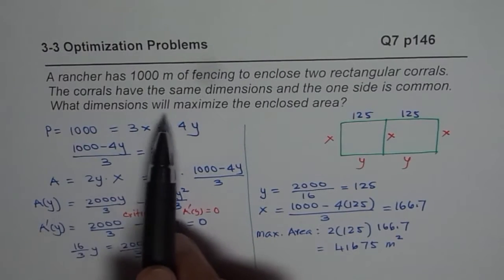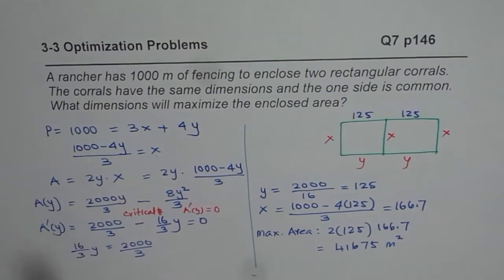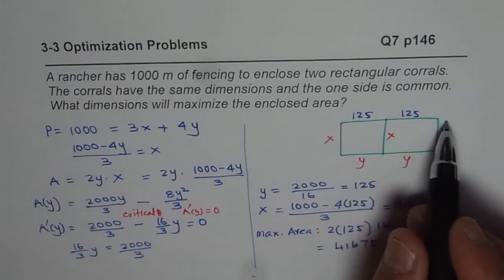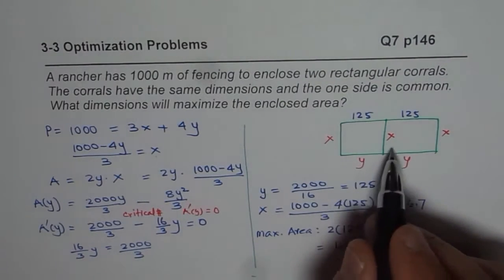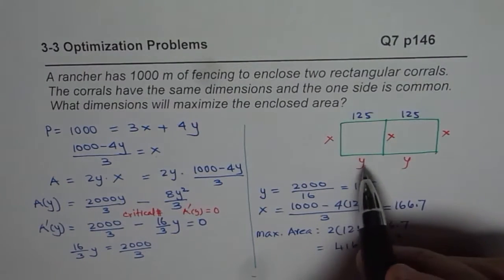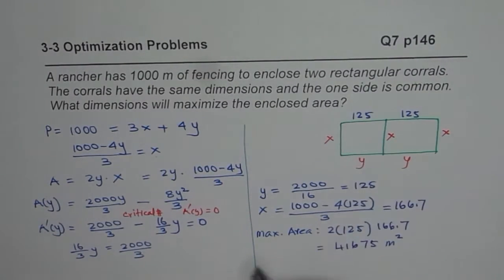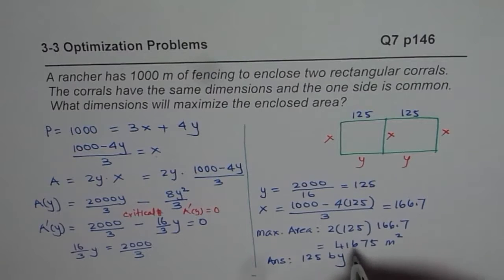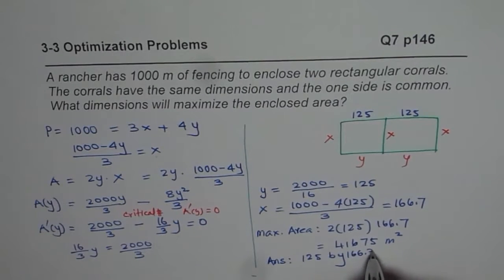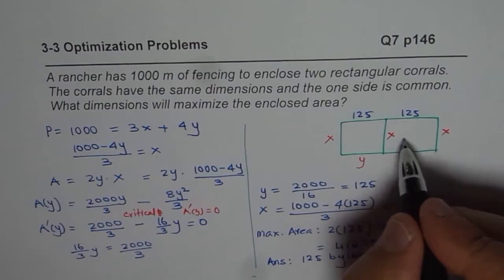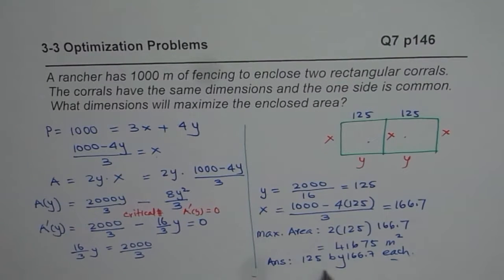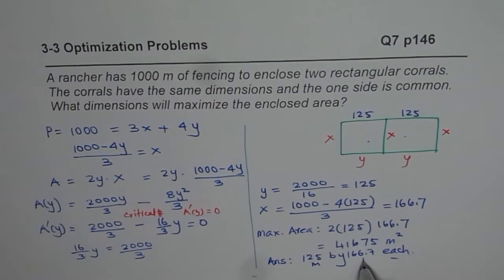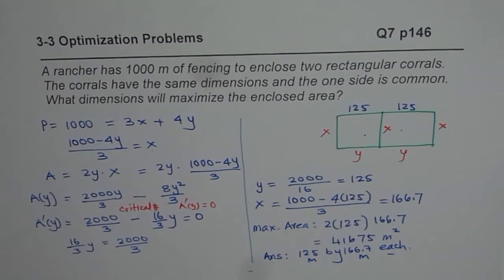But the question is, what dimensions will maximize the enclosed area? So you can say each corral will be 125 by 166.7, and the units are in meters. Both have the same area, right? You get the idea, right? So it is each. That might be creating a confusion for you. So that is how you should be solving this particular question, right?